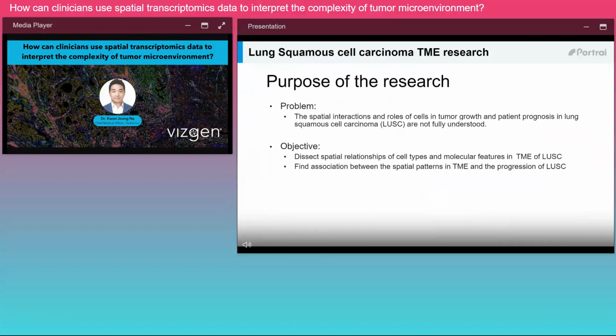So in this study, we aim to address a critical problem: number one, the spatial interactions, and number two, the roles of cells in tumor growth and patient prognosis in lung squamous cell carcinoma. Our objectives are, first, to dissect the spatial relationships of cell types and molecular features within the tumor microenvironment of lung squamous cell carcinoma. Second, to identify associations between the spatial patterns and the progression of lung squamous cell carcinoma. Through this research, we hope to gain deeper insight into the complex interactions within the tumor microenvironment and their implications for cancer progression and patient outcomes.